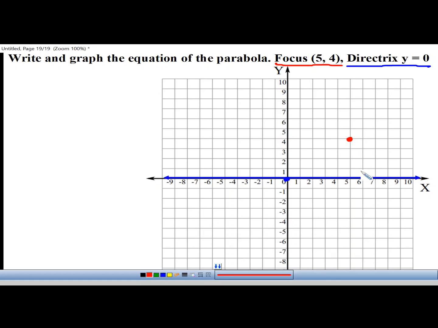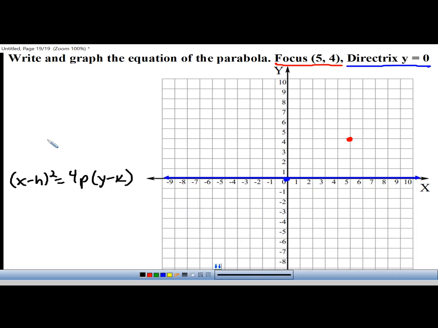Okay, now, without getting any other information, can you picture the parabola opening towards the focus? Yes, if that's true, what kind of parabola are we going to use? A vertical parabola, which means our equation for the vertical parabola is x minus h squared equals 4p parentheses y minus k. All right, so let's start building up our values.